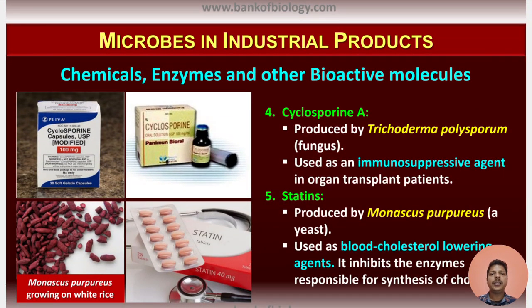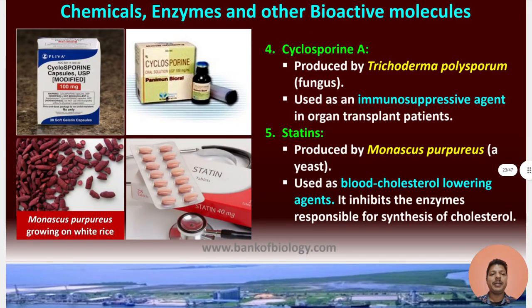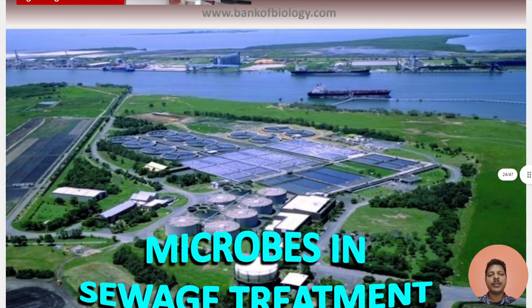Then some more chemicals, enzymes or bioactive molecules. Cyclosporin A is produced by Trichoderma polysporum, a fungus, and used as an immunosuppressive agent in organ transplant patients. Statin, produced by Monascus purpureus, a yeast, is used as a blood cholesterol lowering agent. It inhibits the enzymes responsible for synthesis of cholesterol. Then next one, microbes in sewage treatment.